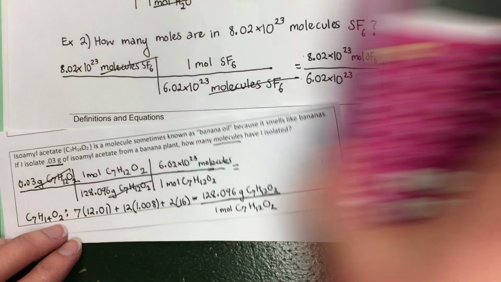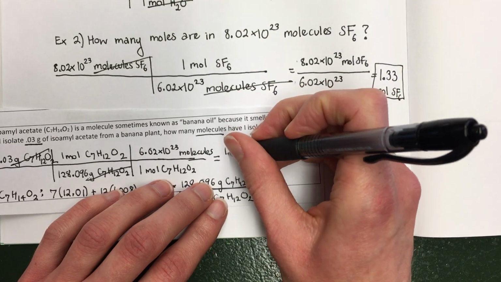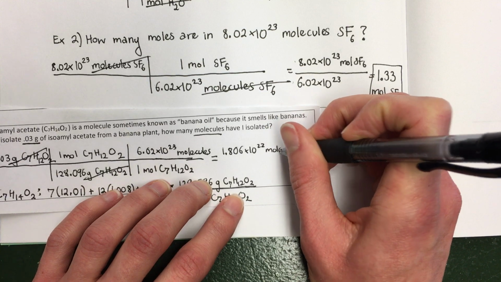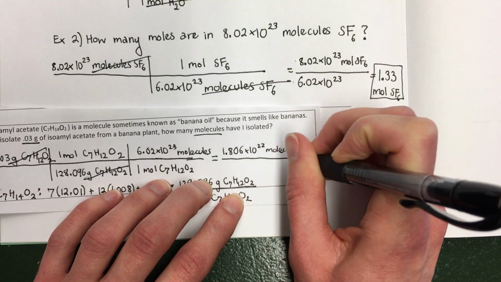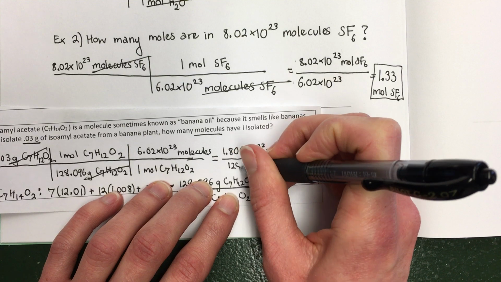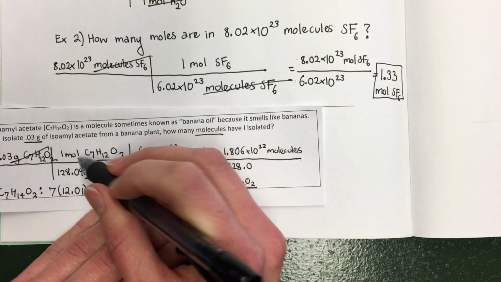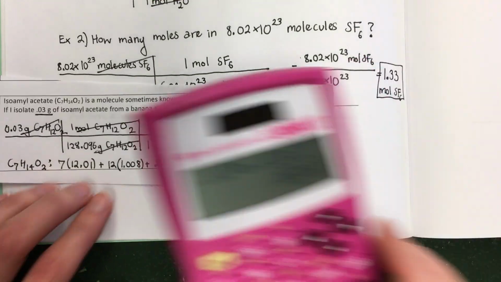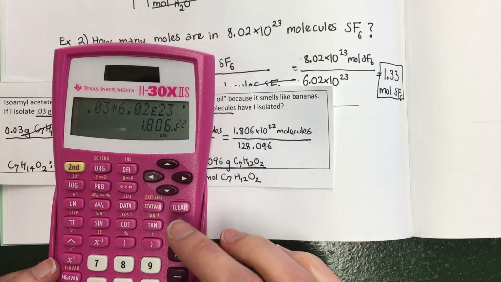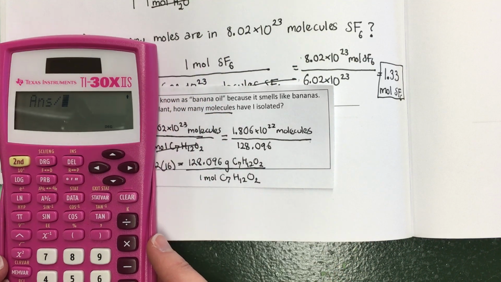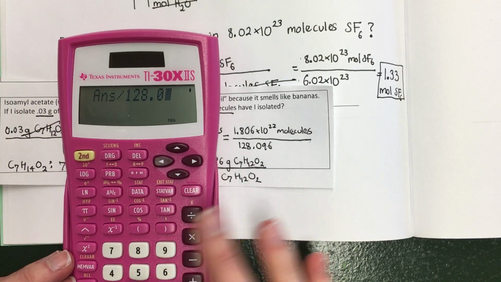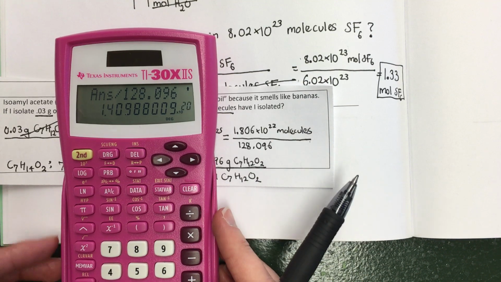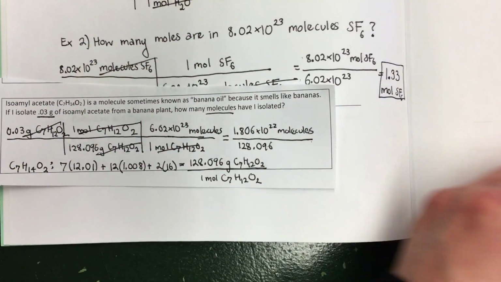So we'll do 0.03 times 6.02 E23. So that's 1.806 times 10 to the 22nd molecules. And then on the bottom, I've just got the 128.096, and there's no units on the bottom now because moles crossed out right there. So I just need to do 1.806 times 10 to the 22nd divided by 128.096, and there's my answer. It's 1.41. We'll round it to 1.41 times 10 to the 20th.